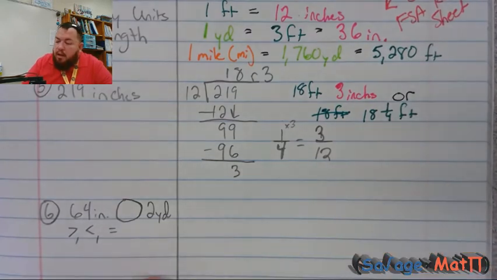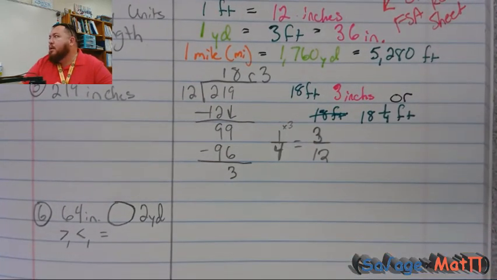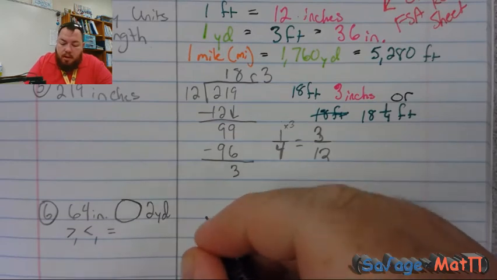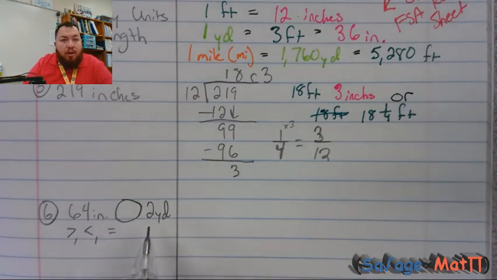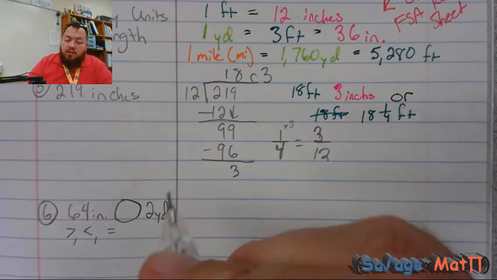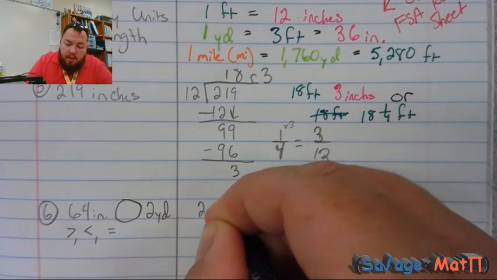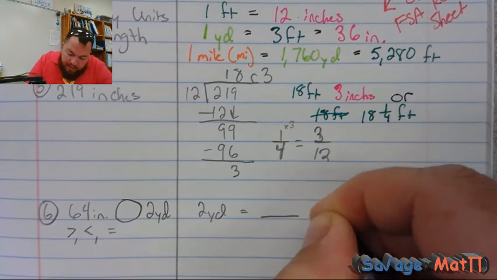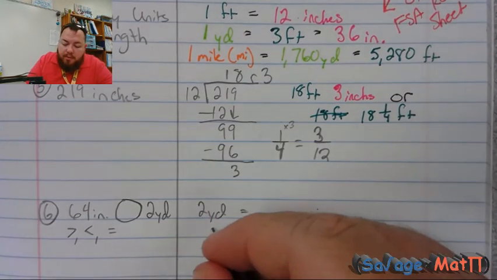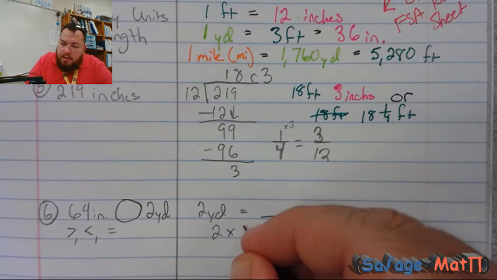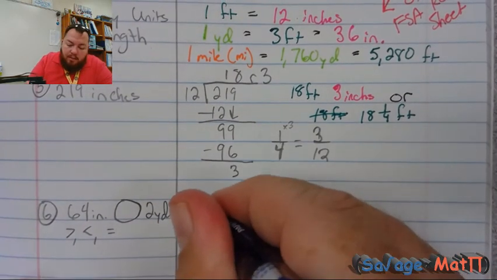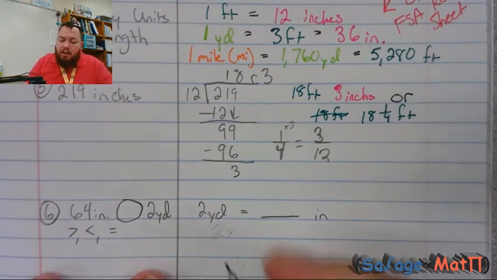So if I come over here, the easiest thing for me to do is to put this in like terms. Okay? So I could either turn 64 inches into a yard, or I could turn 2 yards into inches. I think it would be easiest to turn 2 yards into inches. So I would do 2 yards equals how many inches? And it would be 2 times what, Alex? 3. Not 3.